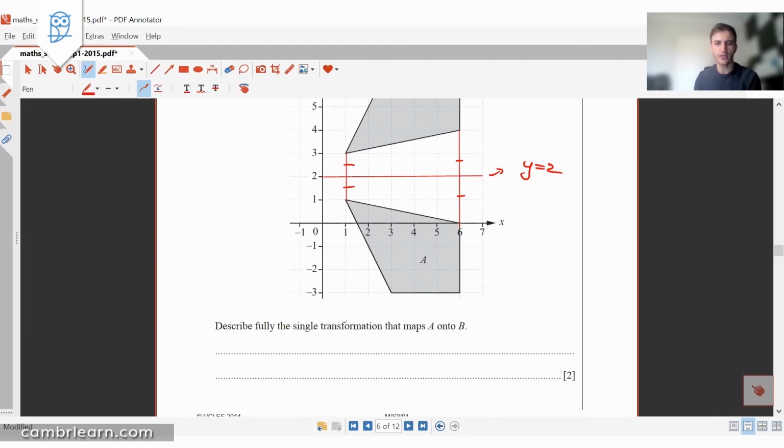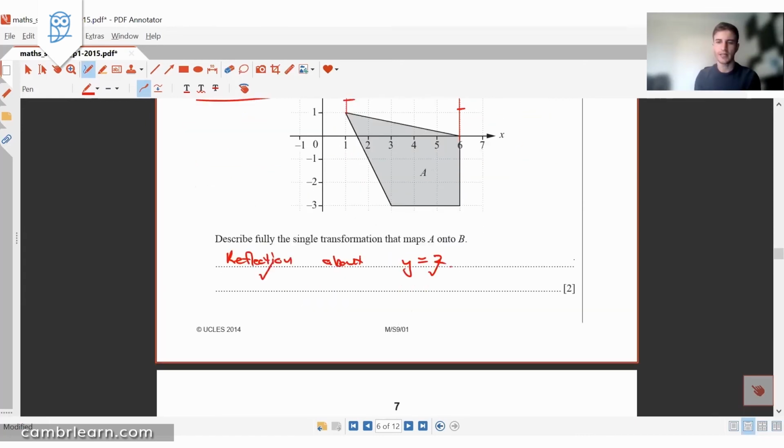So our single transformation is just a reflection about, or around, y is equal to 2. Okay, so we get 2 marks for this. The 1 is for the actual transformation, which is the reflection, and then my mirror line. Okay, so this is just my mirror line.